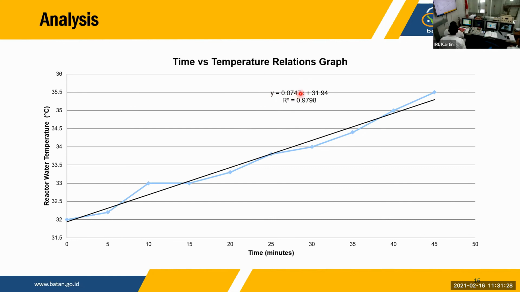From here, when we get the gradient, we have dT, the change in temperature over the change in time. We just have to multiply this value with the water value of the Kartini water. The water value of the Kartini water, I would like to remind you, is 19.0476. So we multiply the gradient with 19.0476, and then we will get the power level in kilowatts.